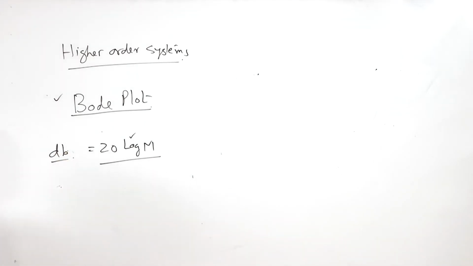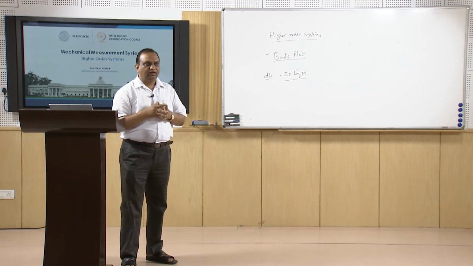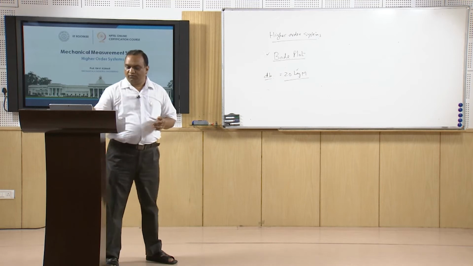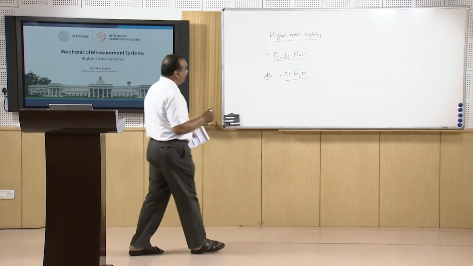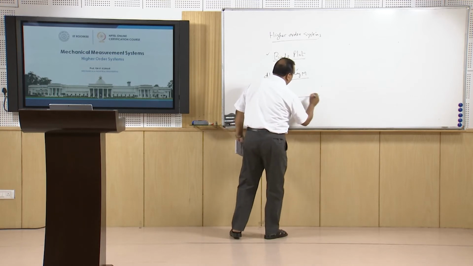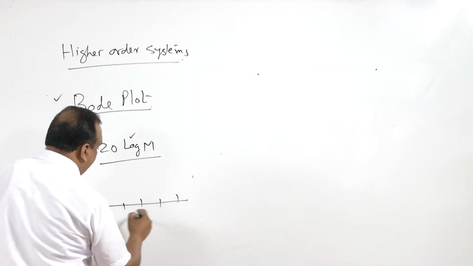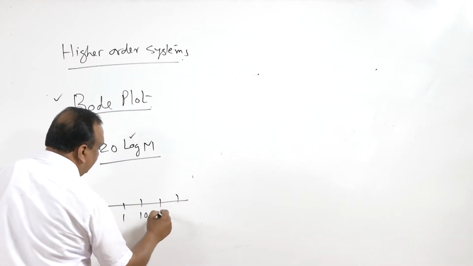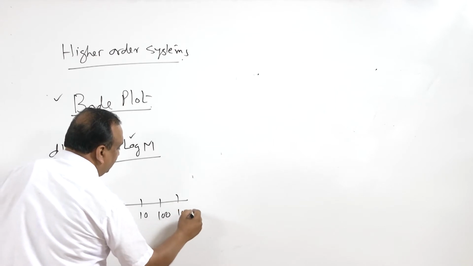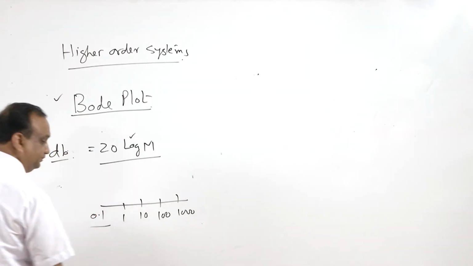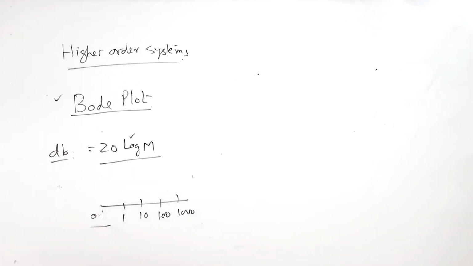Because when we want to have the frequency response of a higher order system, the frequency can be of any order. It can start from 10 hertz to 1 million hertz. So for frequency response, on the x-axis we always take a log scale. So every subsequent number is a multiple of 10. Say this is 1, this is 10, and this is 100, then 1000, then 10 to power 4, 10 to power 5, and this side it is 0.1. Log scale starts from 0.1, it doesn't start from 0.